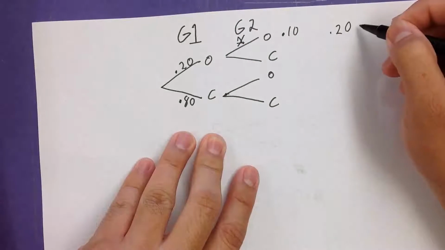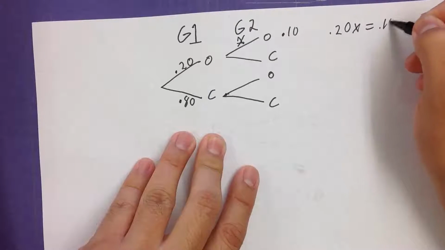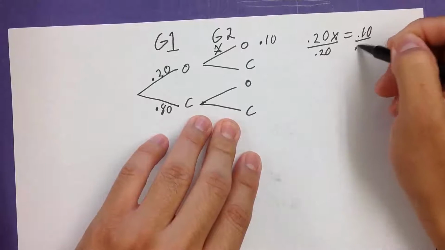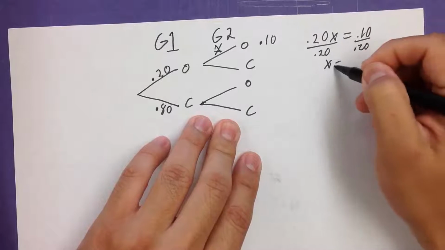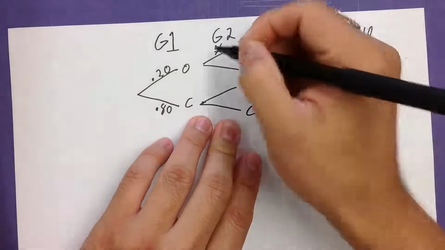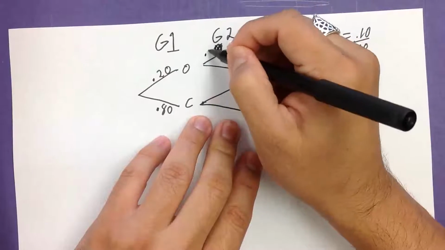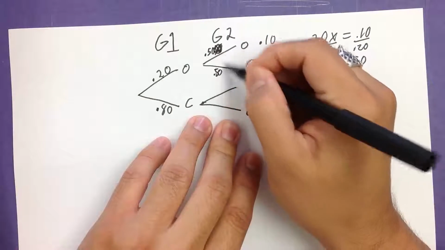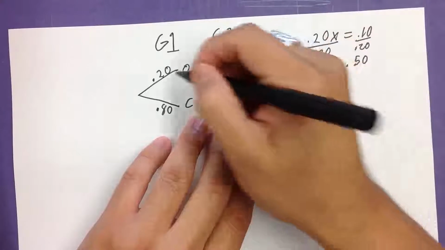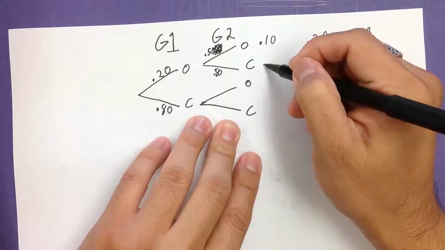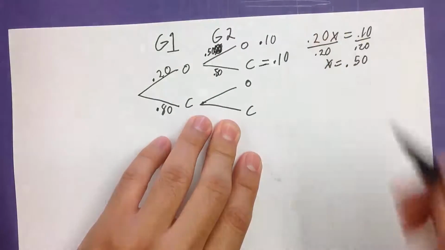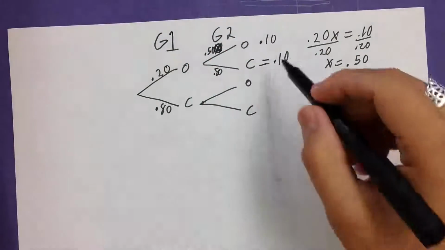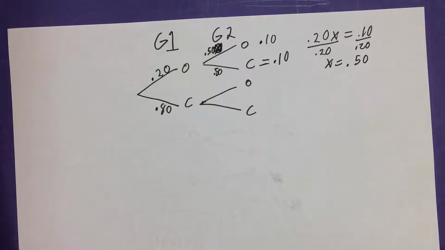So 0.20x is equal to 0.10. Then you solve for x. Divide by 0.20. That gives me x equal to 0.50. So instead of putting 0.5 zeros right here, this is also 0.50, because remember, these two have to add up to 1. So 0.20 times 0.50 is equal to 0.10. So that's where we get these two numbers, and so that's where we get our probabilities.